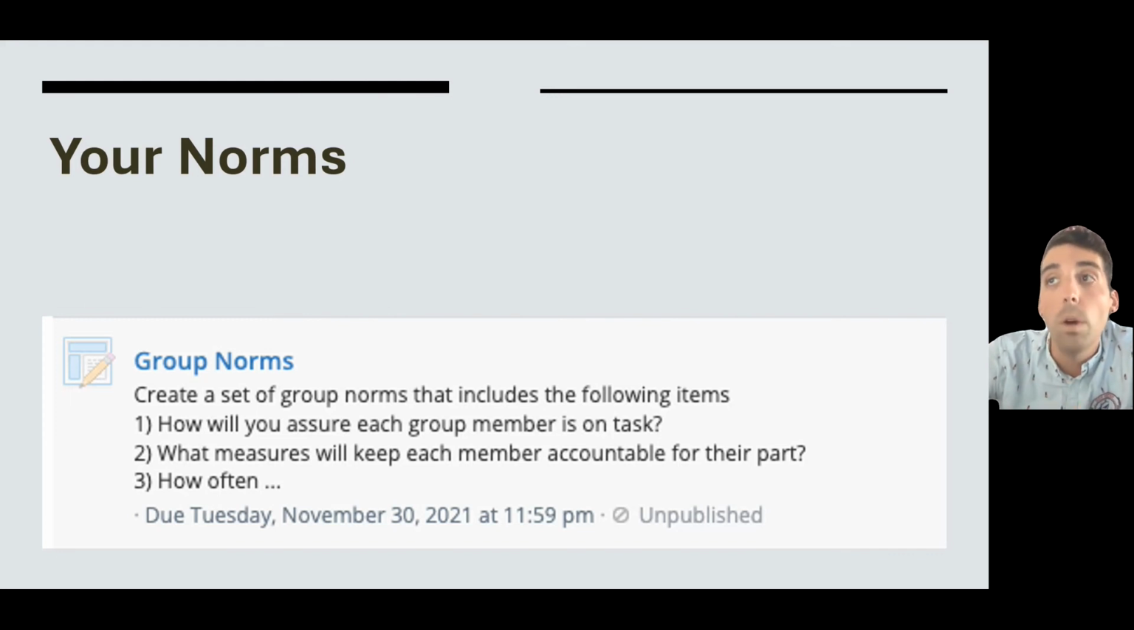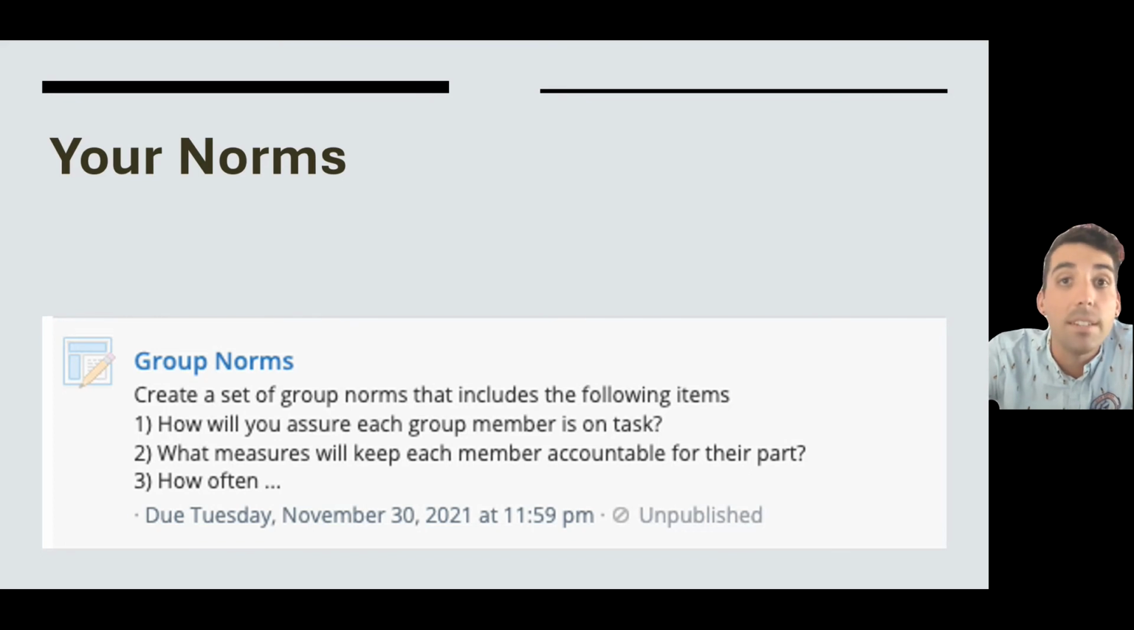3, how often and in what way will your team check in and keep everyone on task? So what is the method in which you communicate to check in? Is it an email? Is it a phone call? Is it a text message? Is it WhatsApp? Is it a Snapchat group? Is it whatever you want that to be? It's your group, so whatever effectively works for you and your group.